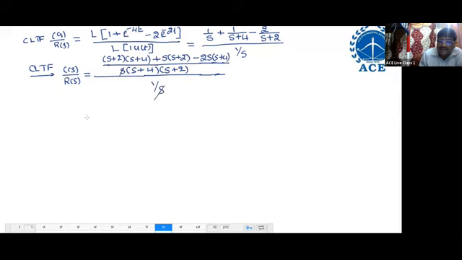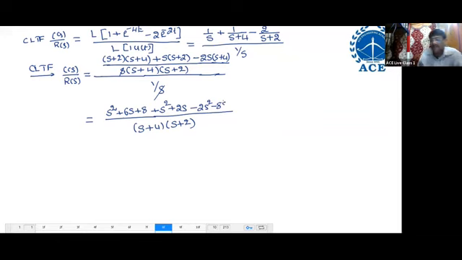The s cancels. Then I can write it as, denominator, what will I get? (s+4)(s+2). Numerator, expand it: s² plus 4 plus 2, 6s plus 8, plus s² plus 2s, minus 2s² minus 8s.